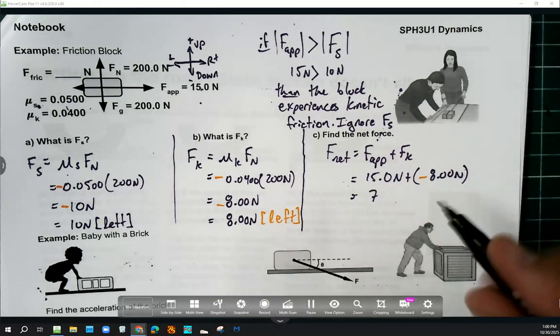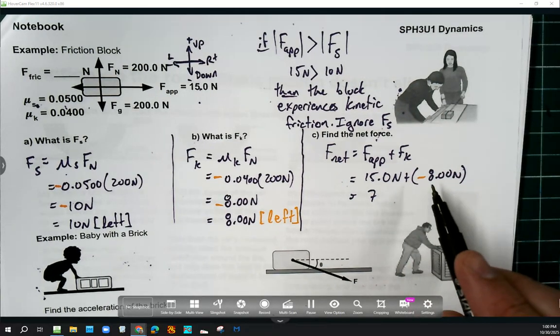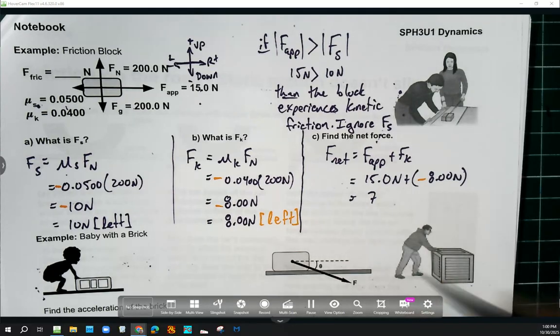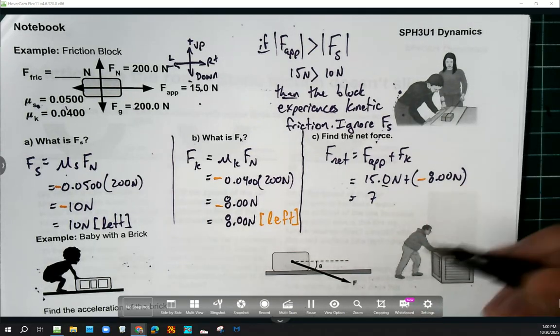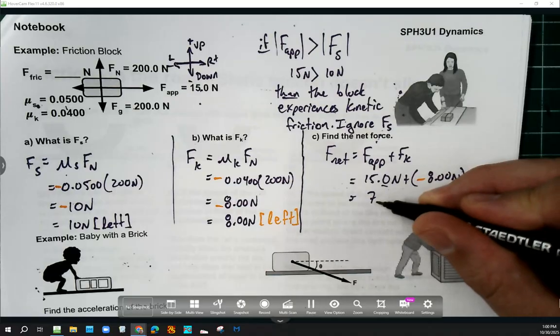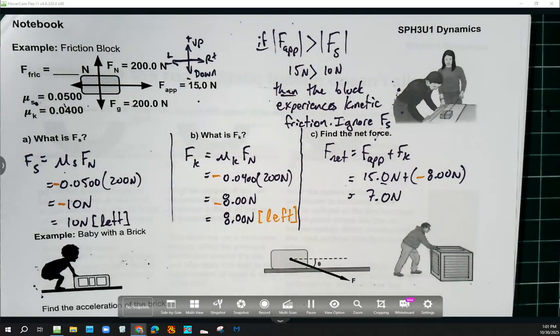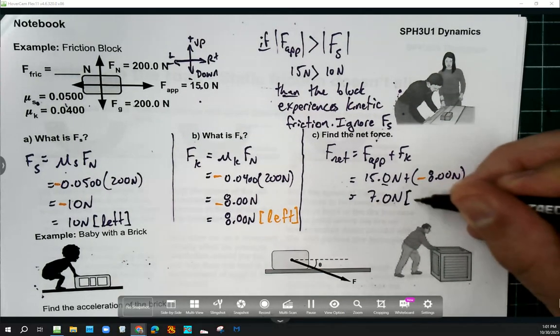Now, strictly speaking, since this is a simple addition problem, I got to look at the lowest number of decimal places. So 15.0, the 0 is the lowest number of decimal places, so it really should be 7.0 newtons. Just because it's its own isolated little problem, you got to follow those decimal place rules. And since it's positive, I could say that it's to the right.